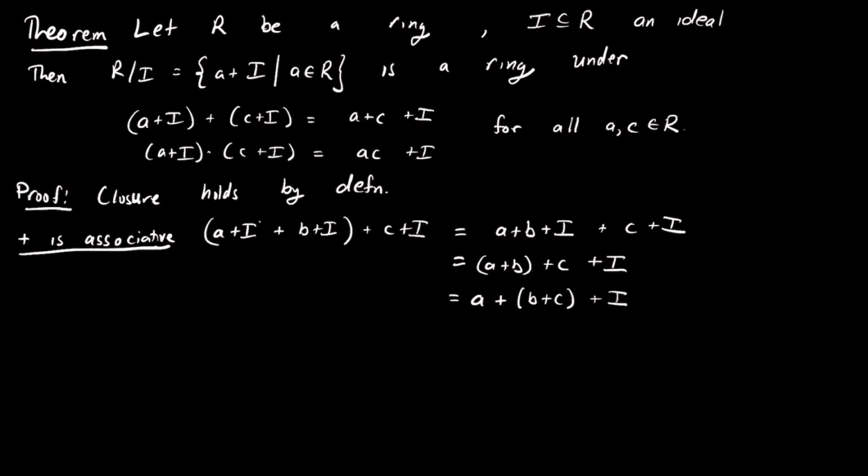So I basically combine everything into one coset. I know that my ring is associative, so I use associativity from my ring, and now I'm going to pull everything apart again. By definition of addition, this is the same as (a + I) + (b + c + I). Well, what is this guy? This is just (a + I) + ((b + I) + (c + I)). And so I've proved associativity.